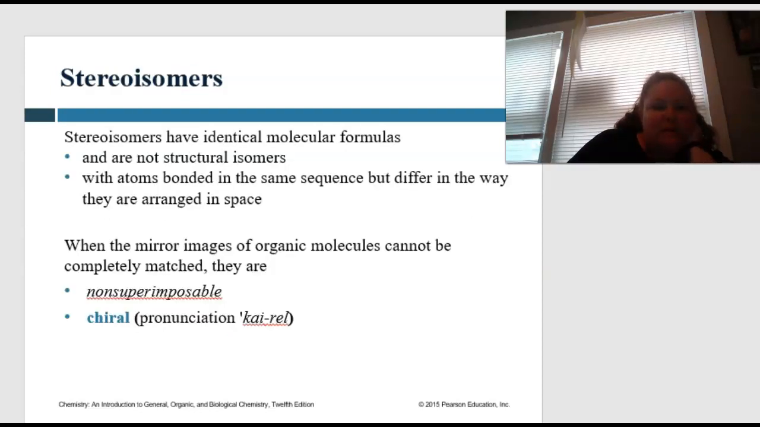Moving a step further, we have stereoisomers. Stereoisomers have identical molecular formulas, and they are not structural isomers. These are atoms that are bonded in the same sequence, but they differ in the way that they are arranged in space. When the mirror images of organic molecules cannot be completely matched, they are non-superimposable, and this is shortened to chiral. So chiral, not chiral, but chiral.